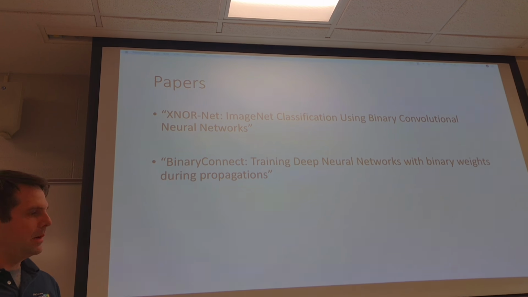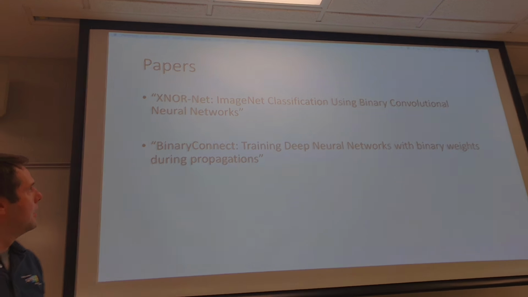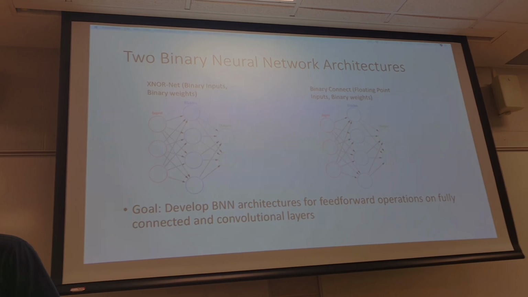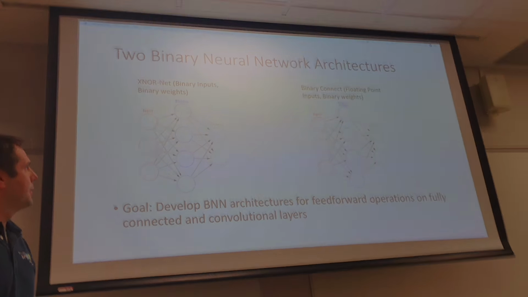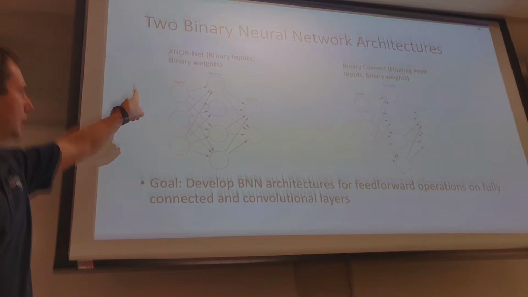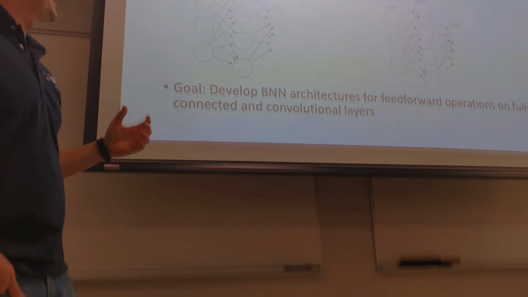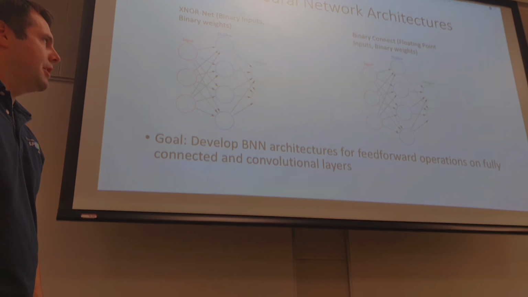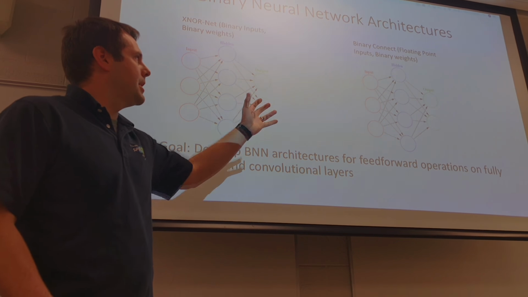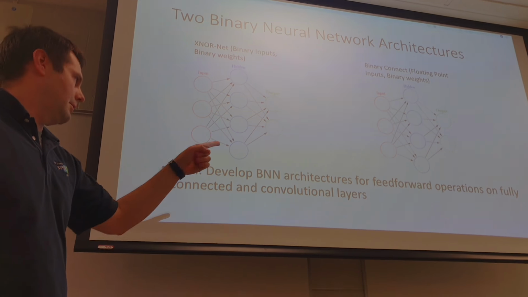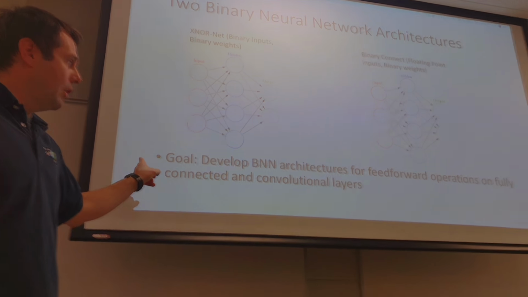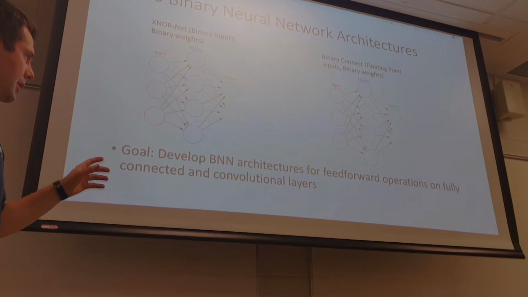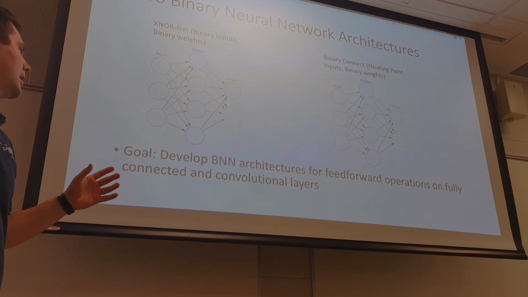So we are implementing projects based upon these two papers, the XNOR Net and Binary Connect. The main difference here: with the XNOR Net, we're working on a binary neural network with binary inputs and binary weights. With Binary Connect, we are making a design using floating point inputs and binary weights. The goal was to develop binary neural net architectures, and we're going to focus on the feed-forward operation.